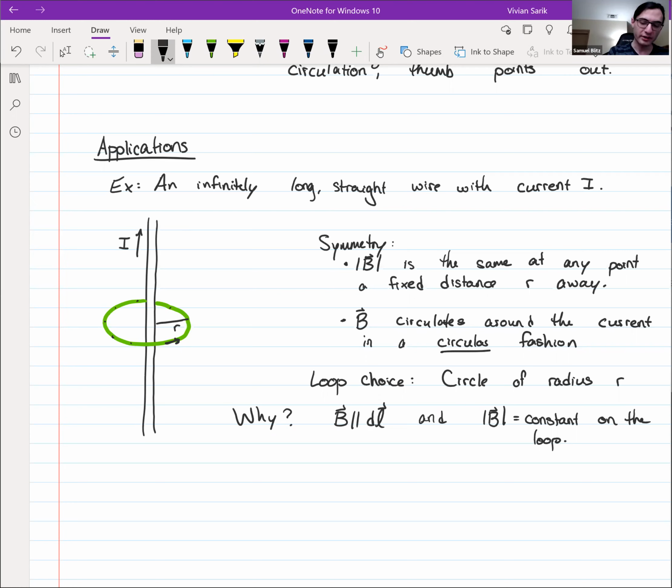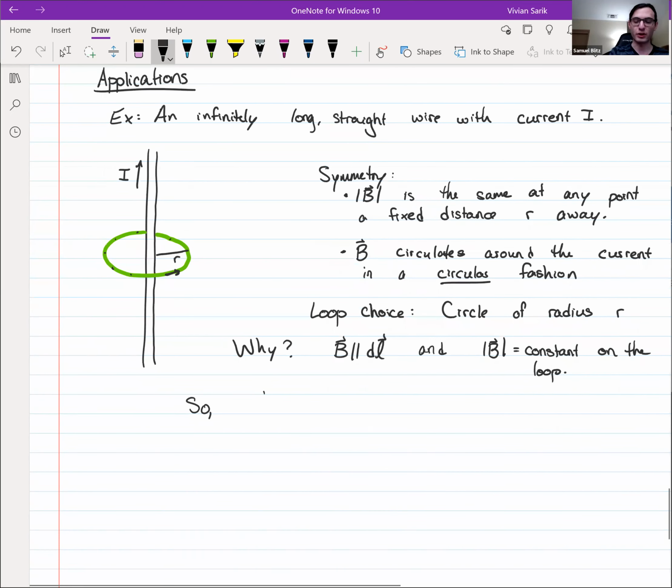So what that implies, or a summary of what I just said, is that the loop integral of B dot dl for this circular loop, well, B dot dl, because B and dl are parallel to each other, this is just equal to an integral of the product of their magnitudes times dl.